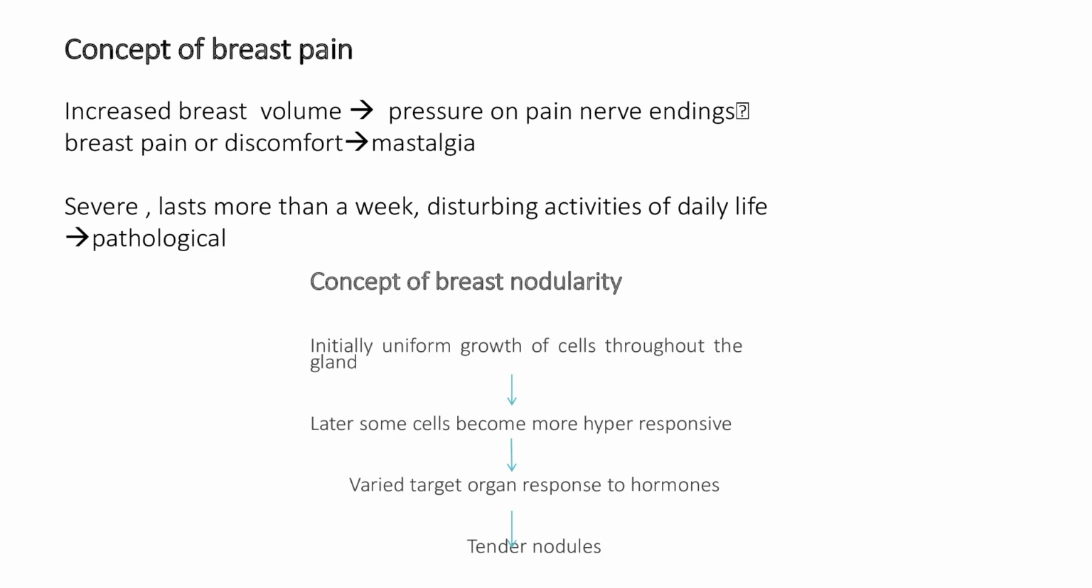The concept of breast nodularity is that initially there is uniform growth of the cells throughout the gland. Later, some cells become hyper-responsive, very target-organ responsive to hormones, and that leads to tender nodules.